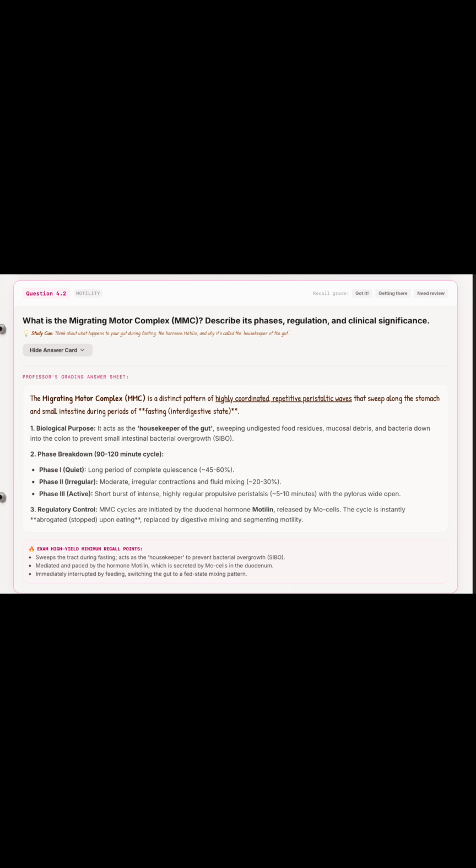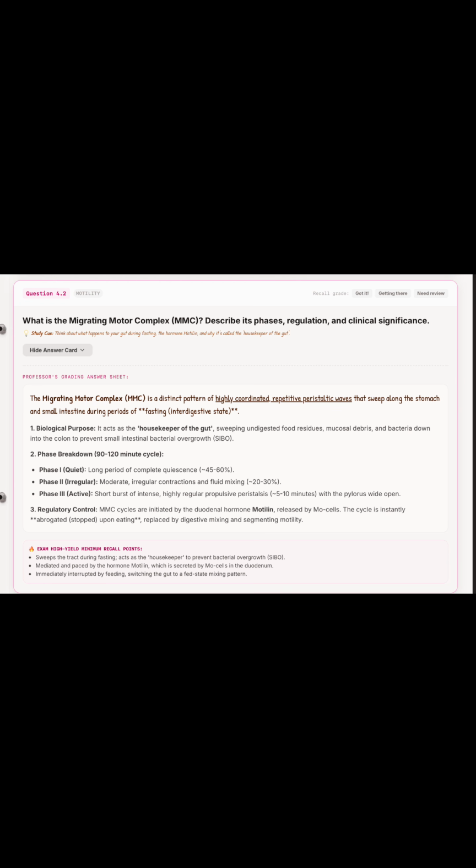And the effect of feeding: ingestion of food immediately stops the MMC cycle. The gut instantly shifts from the MMC pattern back to the fed state motility. That means segmentation for mixing and peristalsis for digestion and absorption.